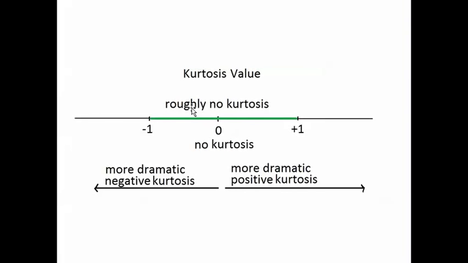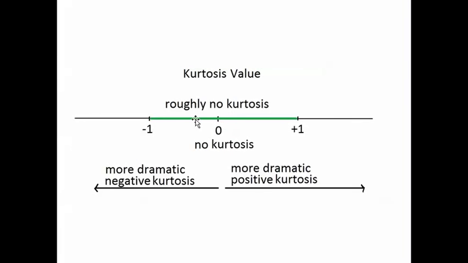If your kurtosis value comes out between -1 and +1, it means that your data isn't really too flat or too tall. It's about in the center, and it has roughly no kurtosis. So if the value came out a little bit below 0, it means that your data is a little bit flat. It's a little bit flatter than the normal curve. If it comes out a little bit above 0, then your data is a little bit too tall and narrow to be perfectly normal, but it's still pretty close to normal.